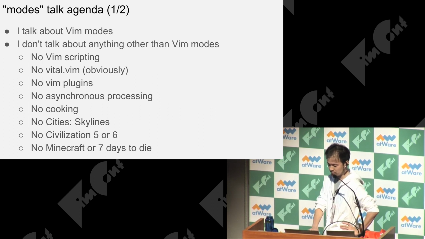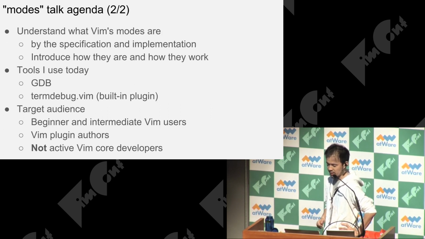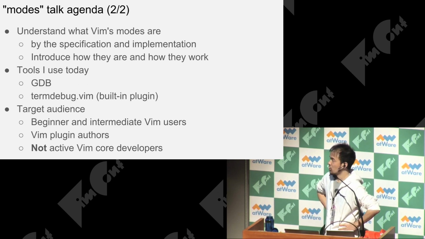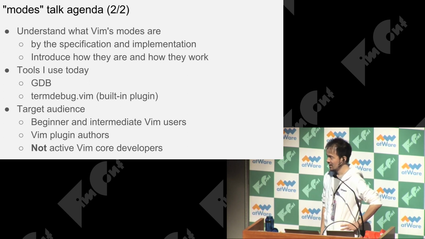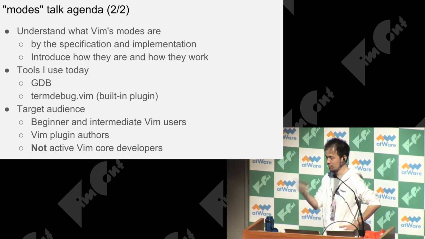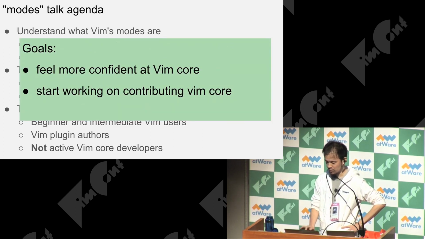My story goes from checking the mode specification in the documentation and the implementation in Vim C code, using some tools such as GDB and term-debug.vim. The target audience is beginner and intermediate Vim users like me. I am a Vim beginner. My talk is definitely not for active Vim core developers like the previous speakers. They already know many things.